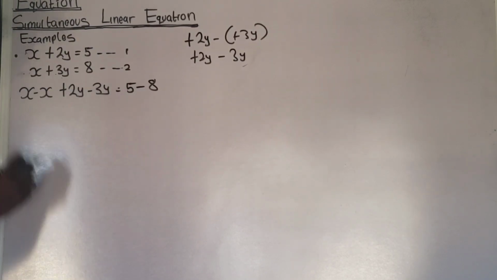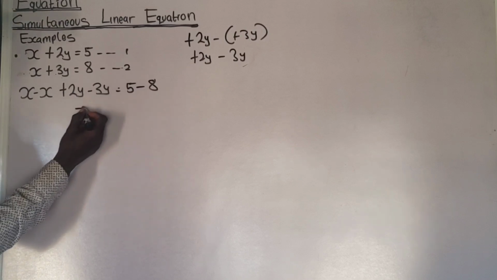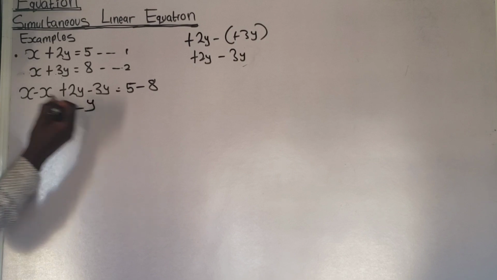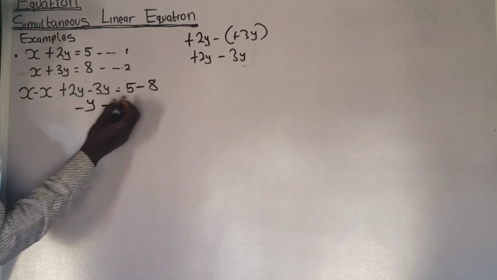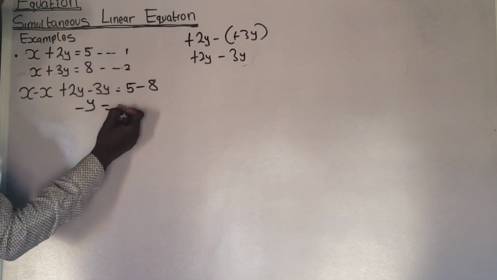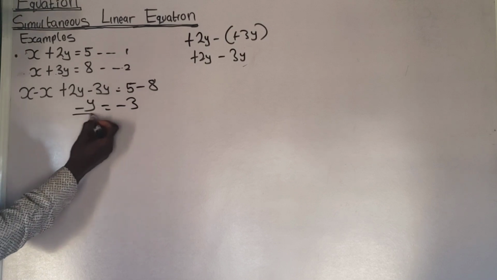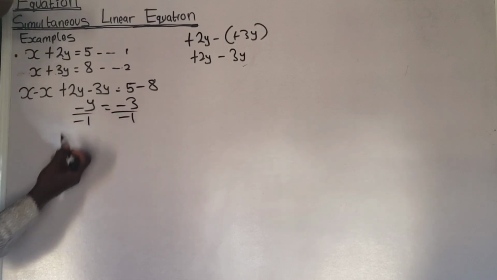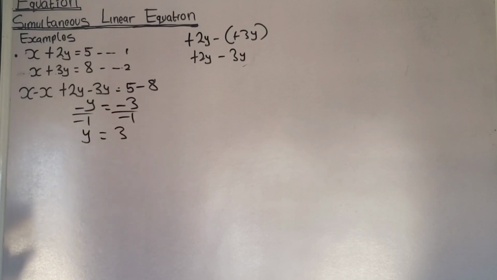Do you understand? Okay, x minus x is what? 0. So I'm going to have 2y minus 3y. 2y minus 3y will give me what? Negative 1y. And negative 1y is also the same thing as what? Negative y. So it's equals to 5 minus 8. 5 minus 8 will give me negative 3. So I'm going to have negative 3. So you can divide both sides by what? Negative 1 over negative 1. I'm going to have y is equals to what? 3. So that is the value of y.